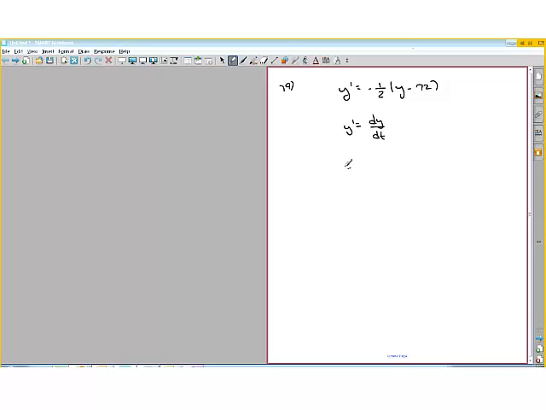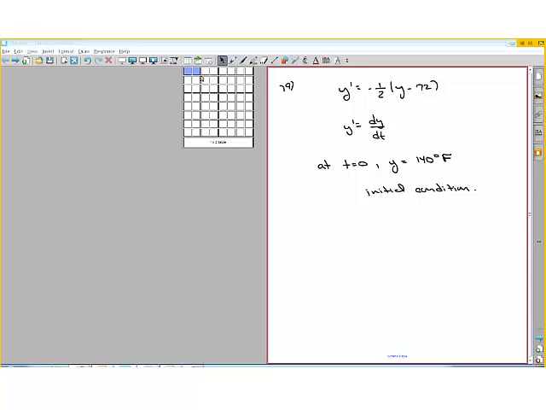So the initial condition is that at t equals 0, y is equal to 140 degrees Fahrenheit. So that's called an initial condition. And we're going to do a numerical solution. So we're going to make up a table just like we did in the previous problem, which had 3, let's do 4 this time. I think it was 5.